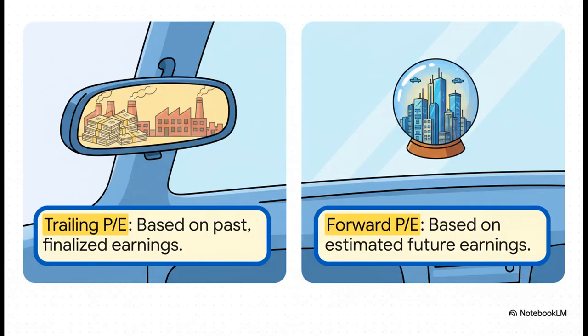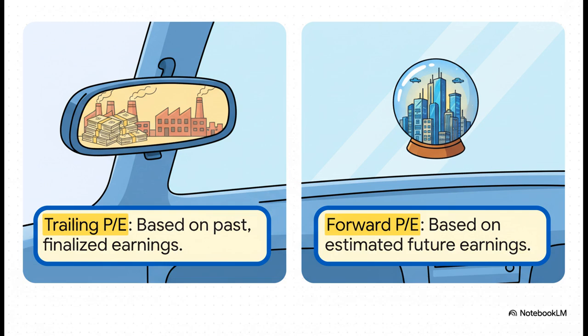As we dig a little deeper into our toolkit, especially when we're evaluating high-flying U.S. tech and growth stocks, we've got to make a really crucial distinction between trailing PE and forward PE. Trailing PE relies on past, finalized earnings data. It's basically like looking in the rearview mirror. It's incredibly accurate, sure, but it only tells you where the company has been.